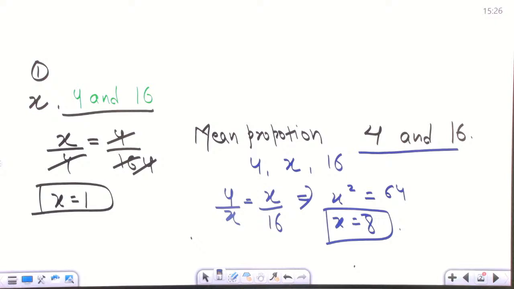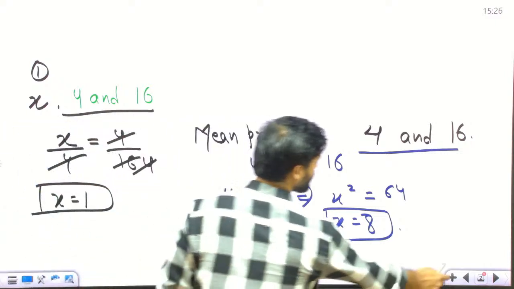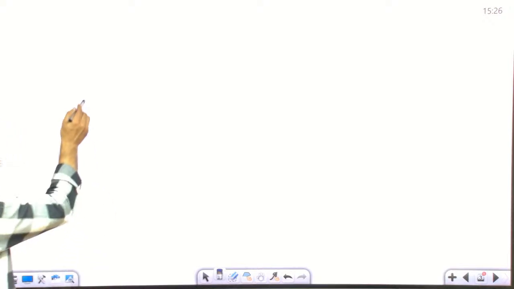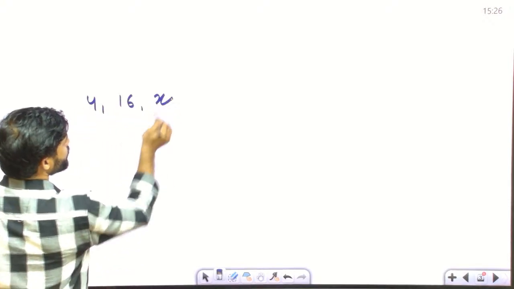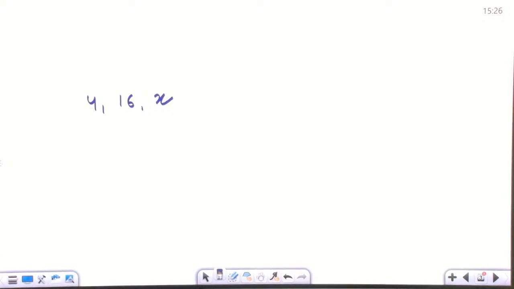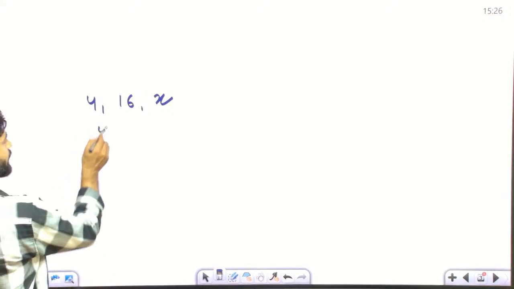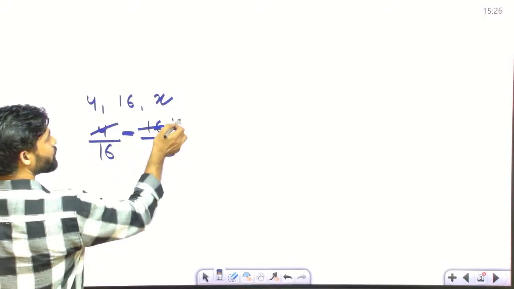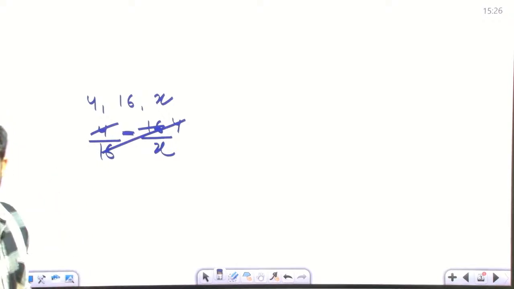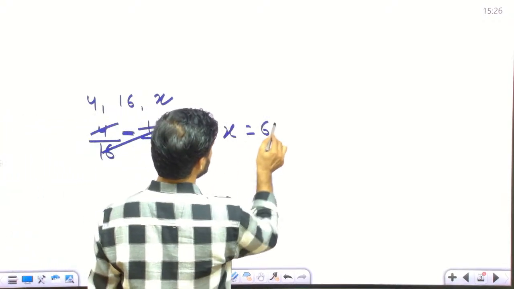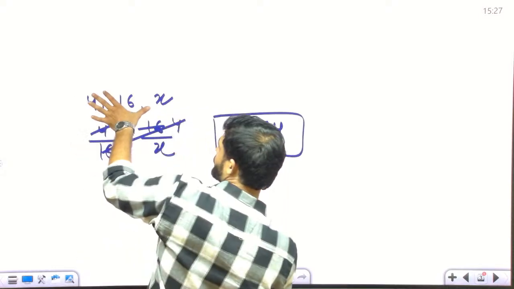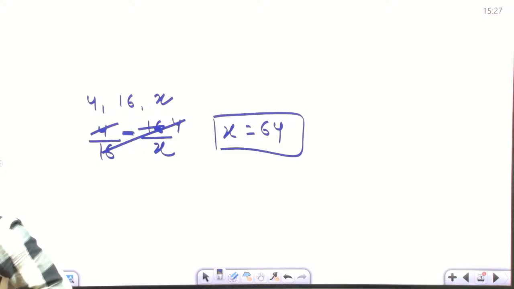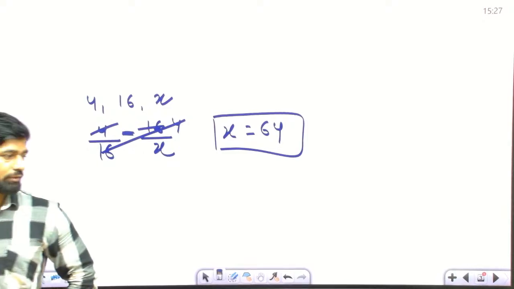Okay, everybody is getting the answer. So what is the answer? We have to find out the third proportion, na? Third proportion of 4 and 16. So x must be on which place? Third. Very good. Now the arrangement is 4 by 16 equals to 16 by x. 4 into 4 and 16 into 4 will be 64. So the value of x is 64. Or we can say the third proportion for 4 and 16 is 64. Any problem? Very good.